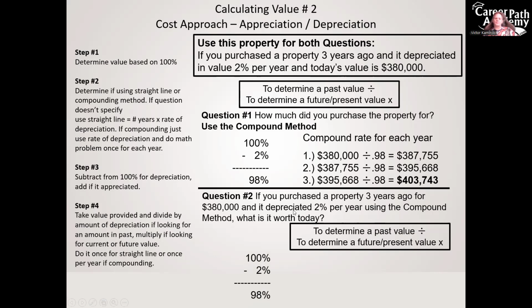And in this case, it depreciated. So you're subtracting that 2% per year. So you're subtracting 2% from 100%. They say to use the compound method. So you're not taking the rate of depreciation and timesing it by the number of years. Instead, you're going to do the math problem once for each year.